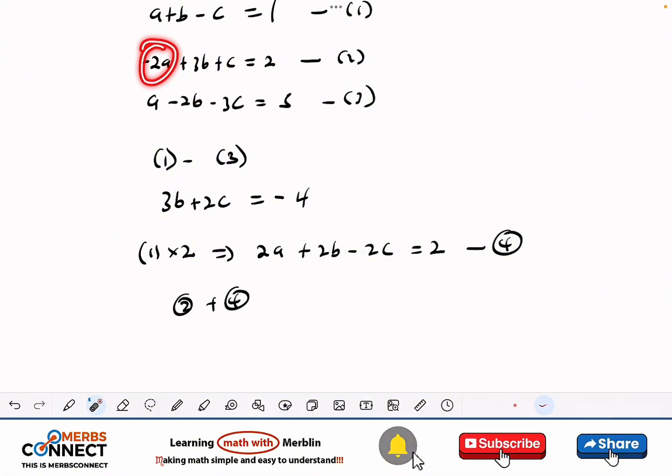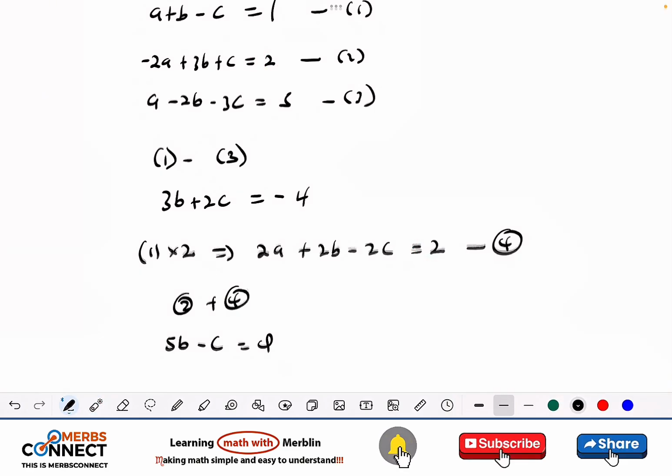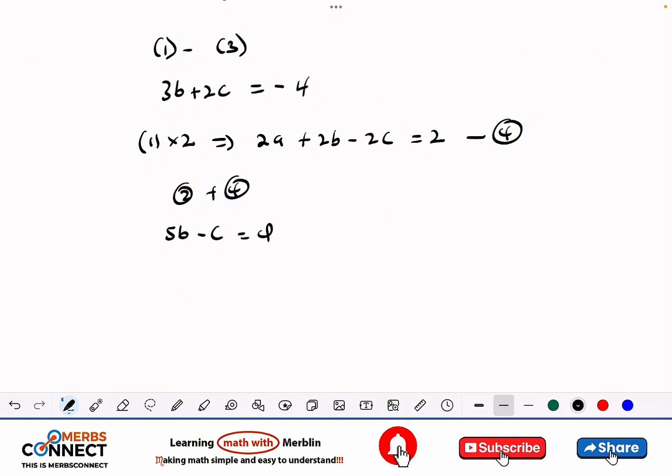So this plus this will be 0. This plus this will be 5b. And then this plus this will be minus c, and then this plus this will be 4 equals 4. So what am I getting now? I'm getting this equation, and then this is equation.